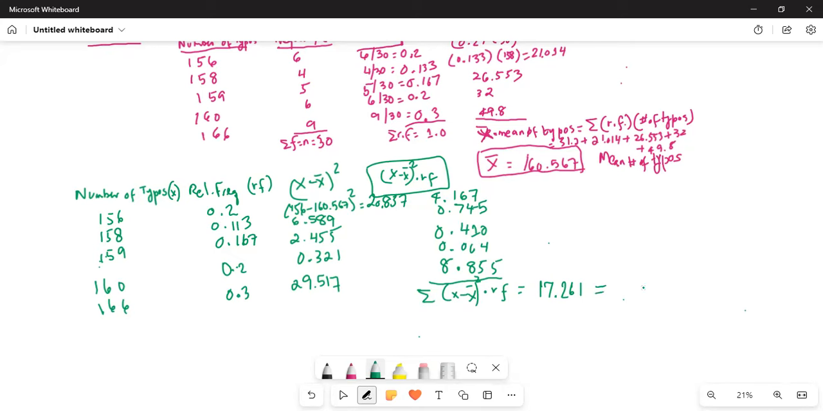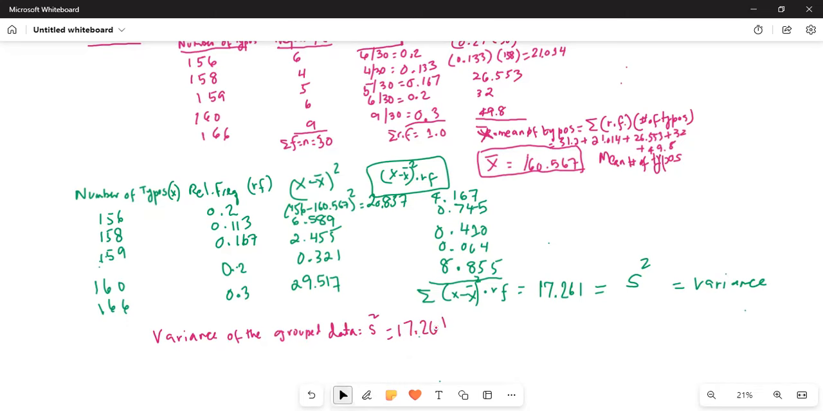And that is equal to the variance. We're dealing with samples, so it should be correctly written as S squared. So the variance of the grouped data is equal to S squared, which is equal to 17.261.